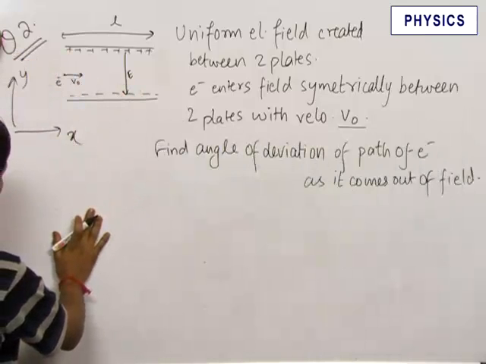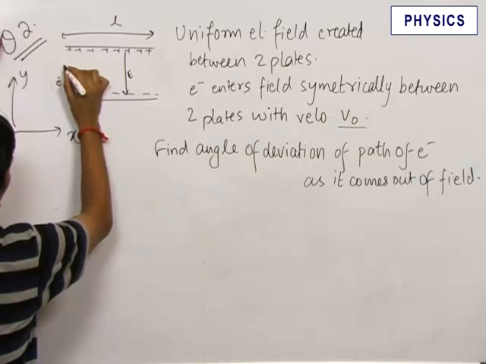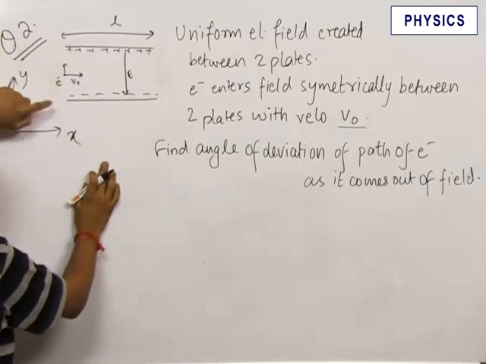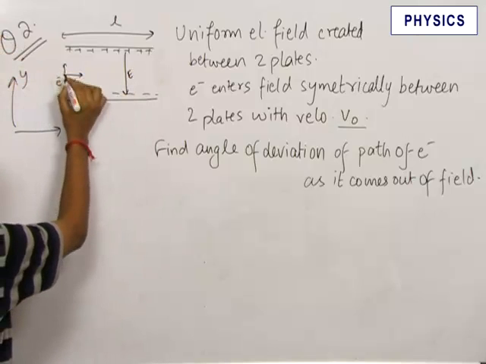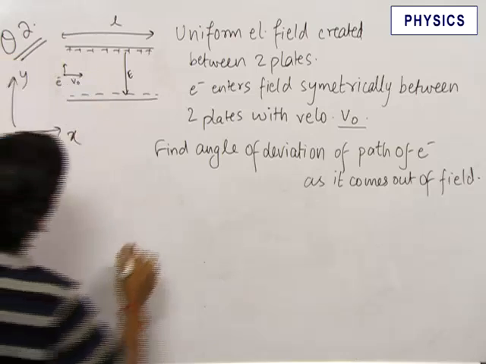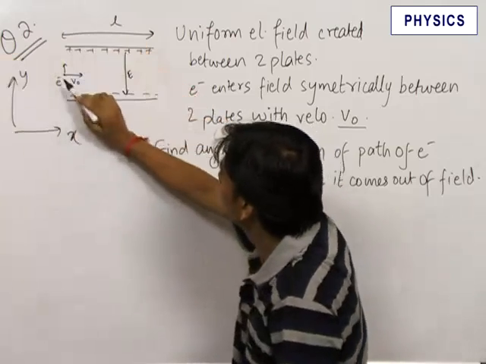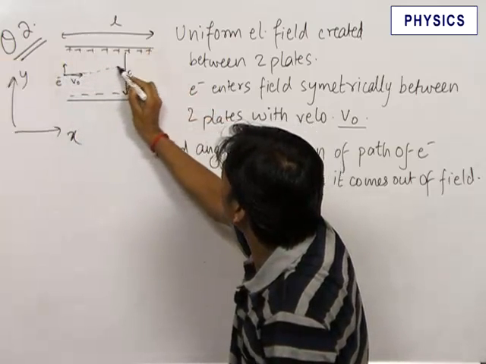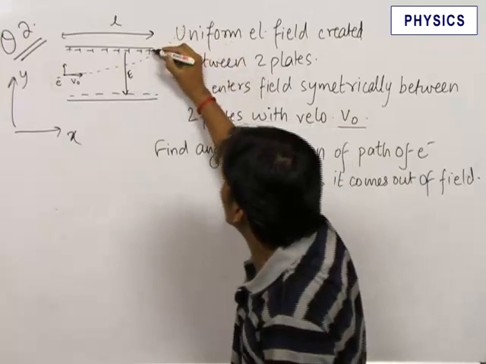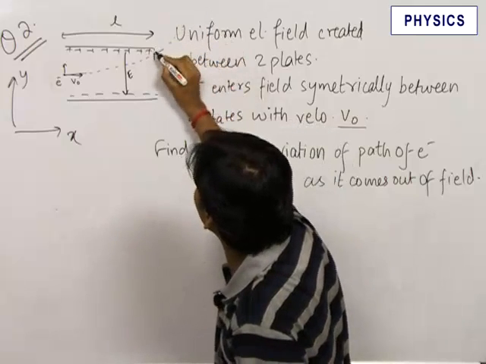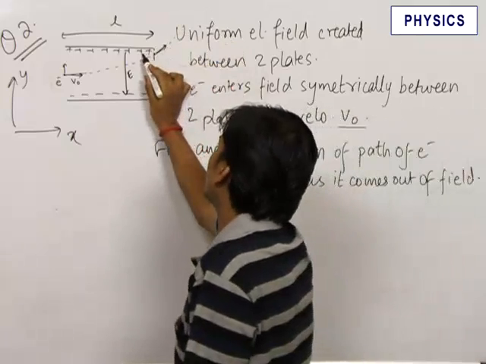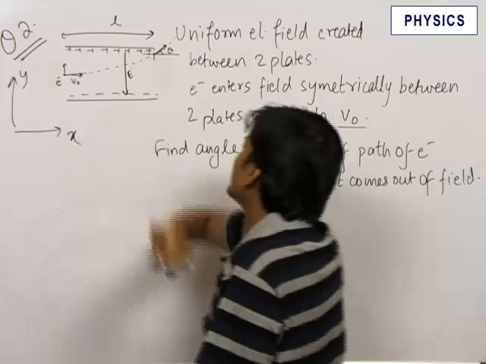What will happen to this electron is that it will experience a force in the upward direction due to the electric field. Since the electric field is in the downward direction and the electron has a negative charge, the force will act in the opposite direction of the electric field, that is in the upward direction. Due to this constant force, it will continuously keep moving upwards. So by the time it leaves the plate, its velocity will be at a particular angle with the horizontal. Let us call this angle theta.